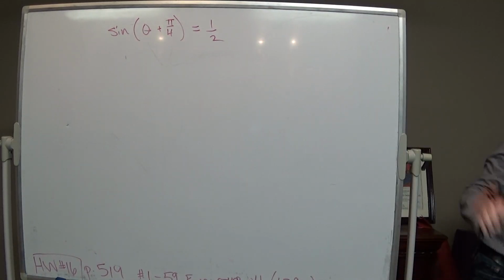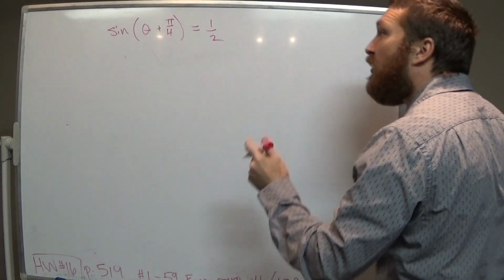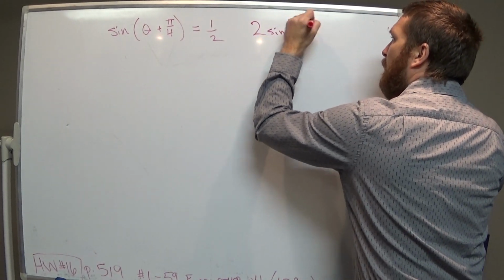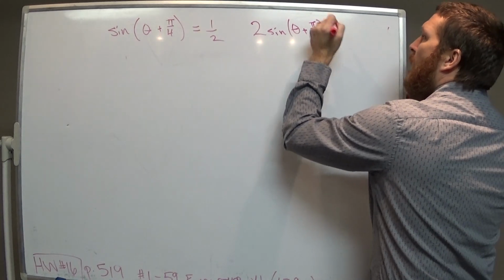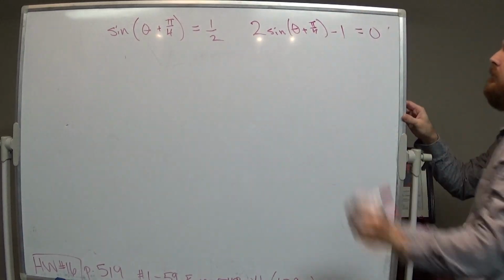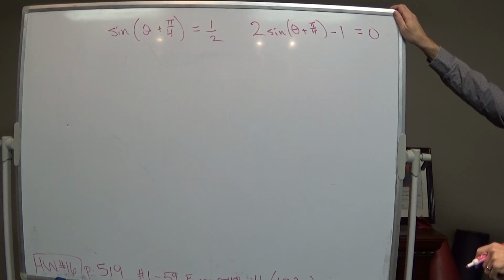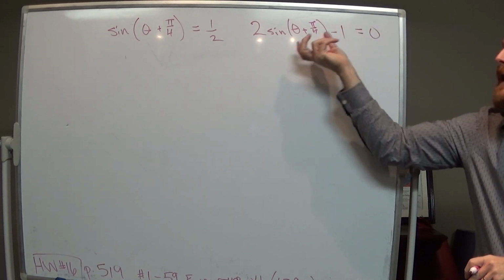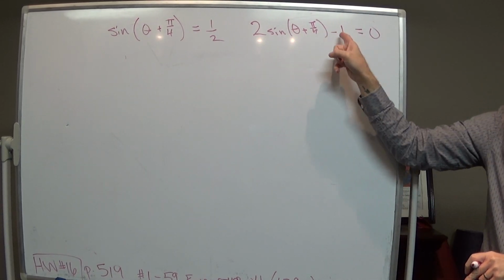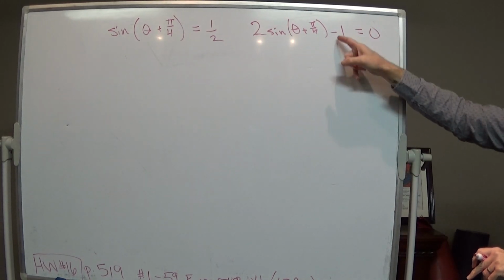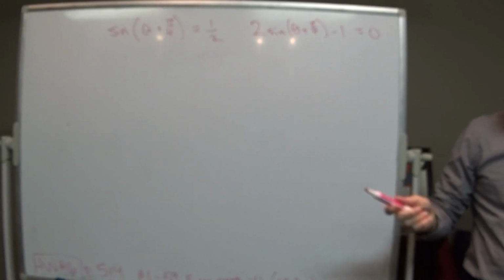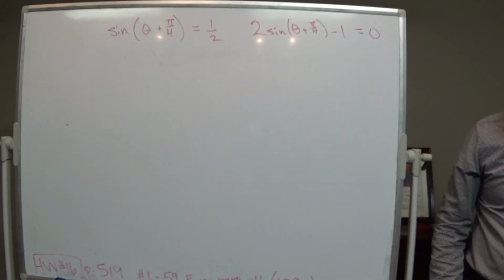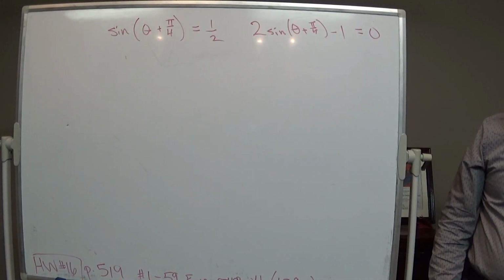Now, another way they could have given you this problem equivalently would be something like this. 2 sine theta plus pi over 4 minus 1 equals 0. If you had something like this, what would you do? Well, you'd get the sine by itself, right? That's the idea. You'd add a 1 to this side, you'd divide by 2, and you would end up with this.